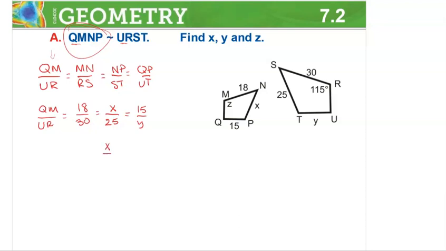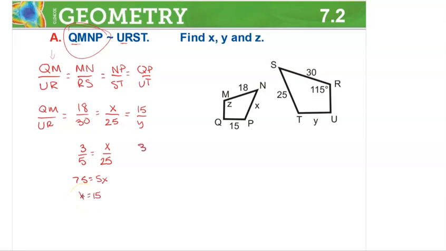So X over 25 is going to be set up with this proportion of 18/30, but I'm going to reduce that to make my math easier. So I'm going to divide the top by 6 and the bottom by 6, and you get 3/5. So then I end up with 75 equals 5x. And I get x equal to 15.